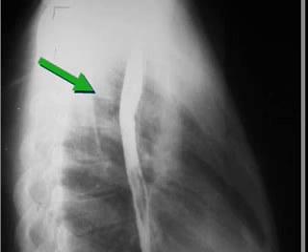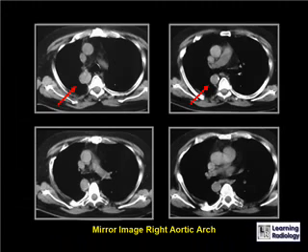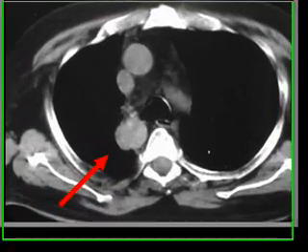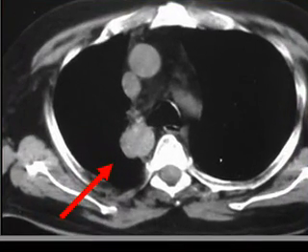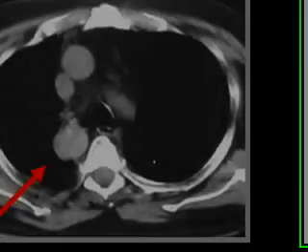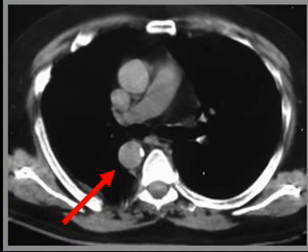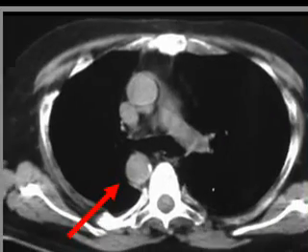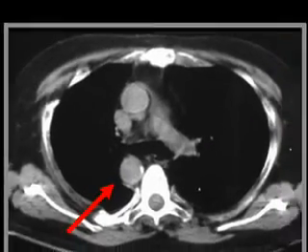And on the lateral view, the green arrow is demonstrating that there is no forward displacement of either the barium-filled esophagus or air in the trachea. Here is a series of CT images in another patient with a mirror image right aortic arch. You can see that the aortic arch is on the right side and that there is no vessel that passes posterior to the air in the trachea or the esophagus.